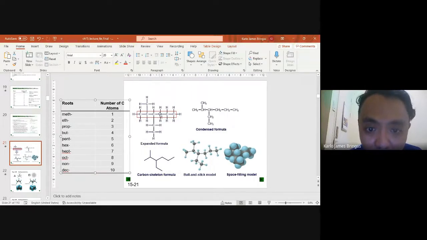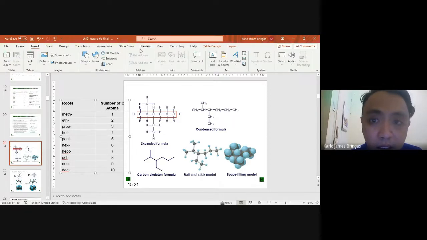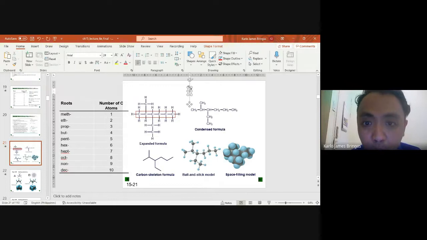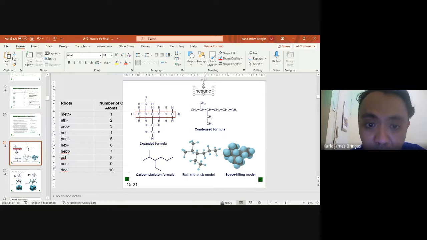So since we have 6 carbon atoms here in the longest chain, based on our table of roots, 6 carbon atoms has a root of hex. Hexane, more particularly. Okay? So that's the first step. First step, we identify what the longest connection of carbon atoms is.